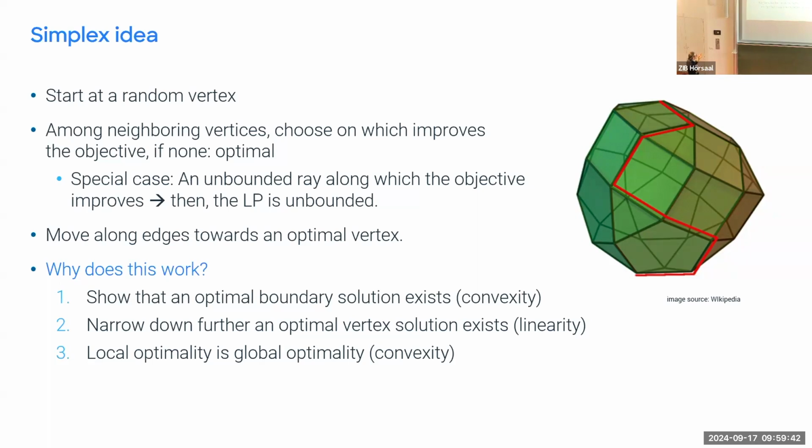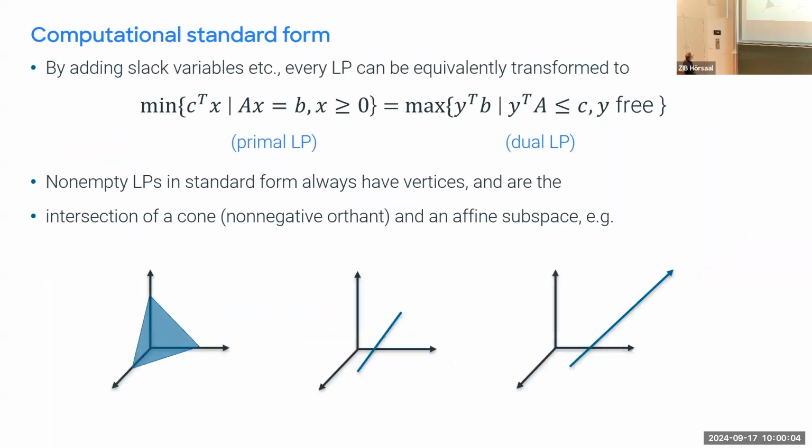This works essentially because the problem is convex. So an optimal boundary solution always exists. And because of linearity, it's also the case that an optimal vertex solution always exists. And then because of convexity, local optimality is global optimality. So this is the abstract idea why this is correct. But to get a bit more into computations, let's switch the representation into this Ax equals b form. And you've already answered in the question what the dual LP for this is. This is easy by introducing slack variables.